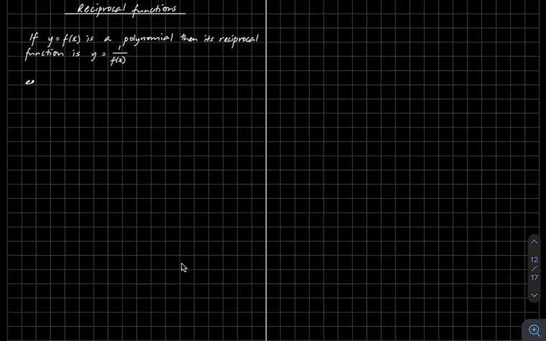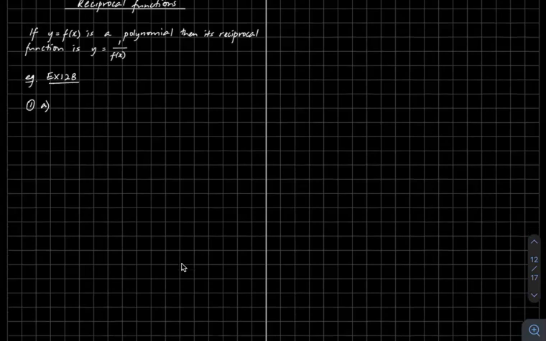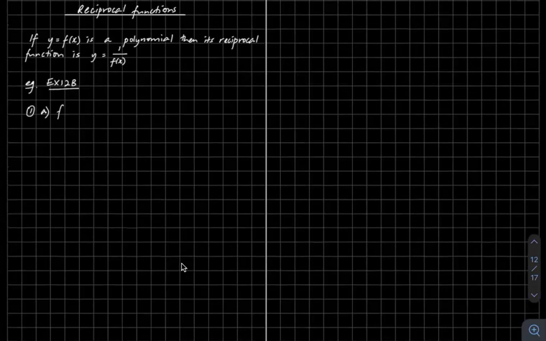So I'm going to pick one from exercise 12b. In fact, let's pick the very first one here. This one says to sketch the graph of y equals f of x and y equals 1 on f of x on the same set of axes. And we're going to try that for the function f of x equals x plus 3.